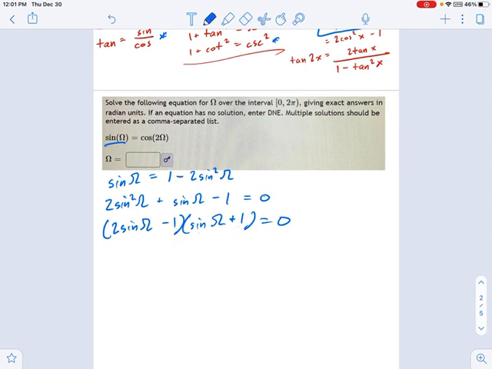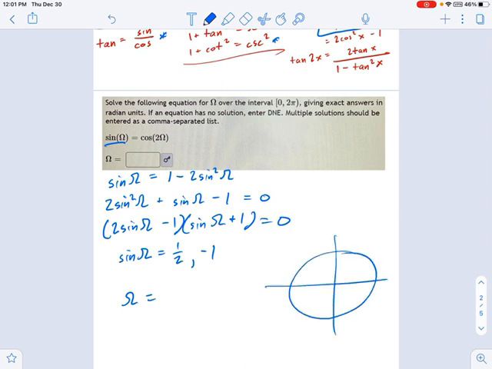And now we just solve it. We say sine of omega equals 1/2, that's the factor on the left, and negative 1, that's the factor on the right. Which means our angles, if you remember your unit circle, sine values are the y coordinates. Okay, so 1/2 is right here, it's kind of down towards the x-axis, and negative 1 is way at the bottom. So what are those angles right there? That's going to be, looks like pi over 6, and 5 pi over 6, and 3 pi over 2.